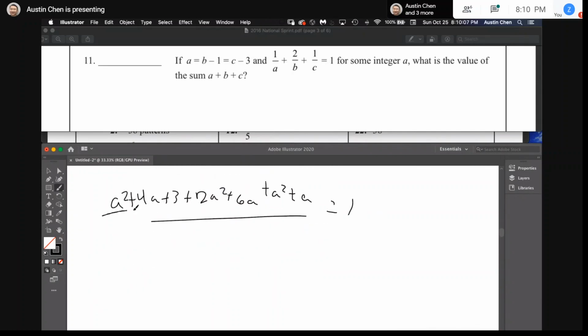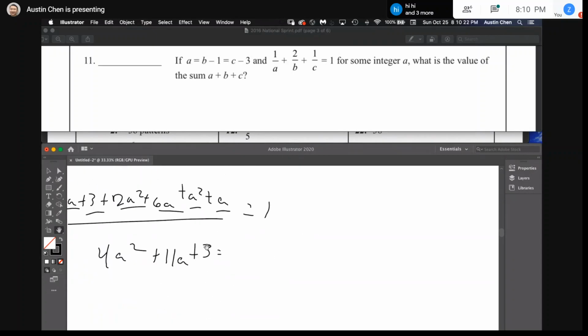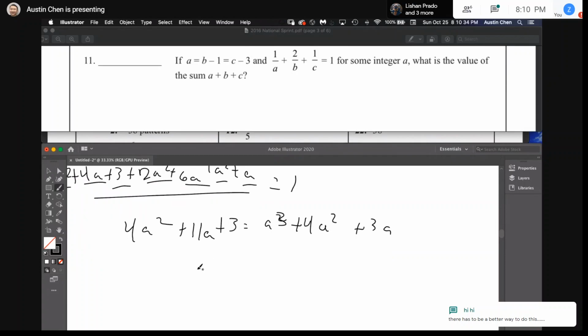So we have A squared, A squared, A squared. That's 4A squared. We have 4A, 6A, A. That is 11A. And we have just 3. So that's just 3. All right. And the 1, we move this over there. And now we just expand that, right? That's A cubed plus 4A squared plus 3A. All right. Now let's just solve this.